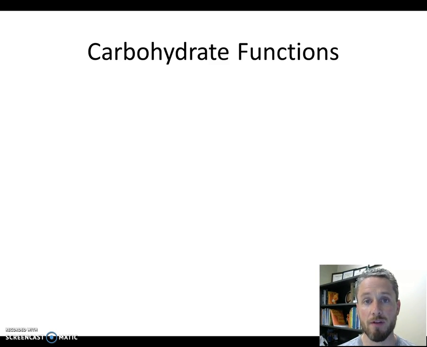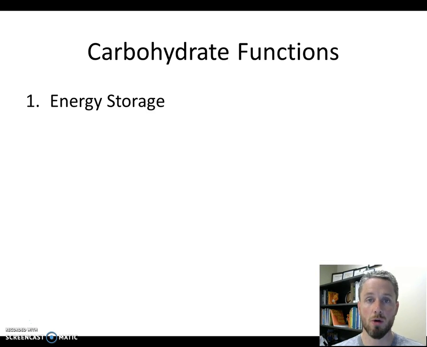So we're going to talk about their functions. In biology, carbohydrates have 2 main functions. Carbohydrates serve as a way of storing energy in living things. Okay, later on in the course, we talk a lot about how we can convert sugars into energy that cells can use so that you can move your muscles and use your brain. So carbohydrates are one of the main energy storage molecules in your body and in any living organism.